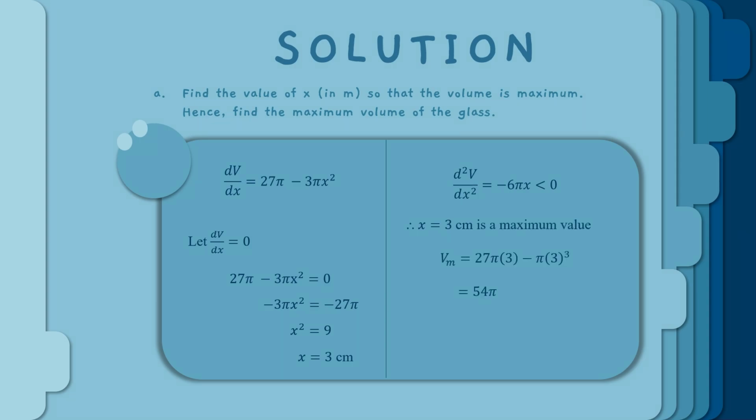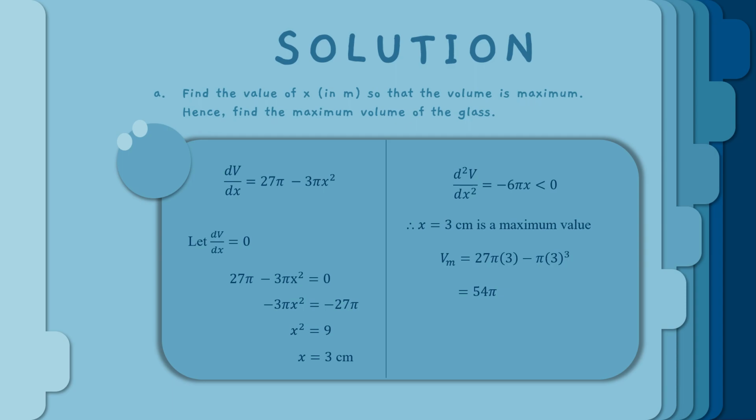The last solution, C, is to find the value of x and to find the maximum volume of the glass. dV over dx equals 27 pi minus 3 pi x squared. Let dV over dx equal 0, so 27 pi minus 3 pi x squared equals 0, so 3 pi x squared equals 27 pi, x squared equals 9, and the answer is x equals 3.